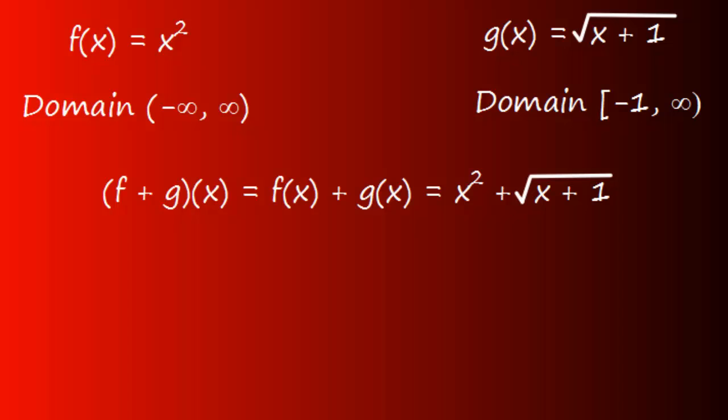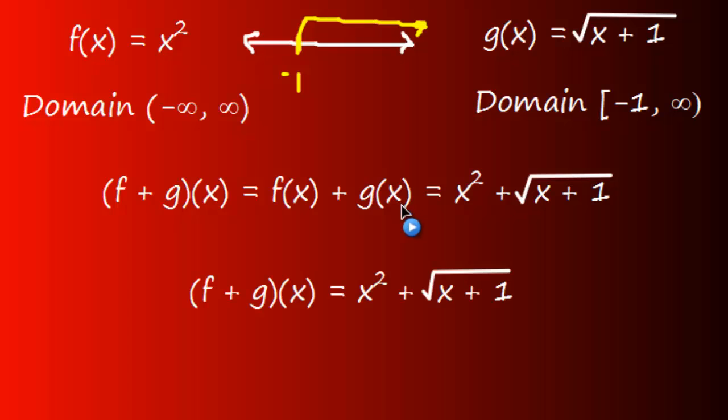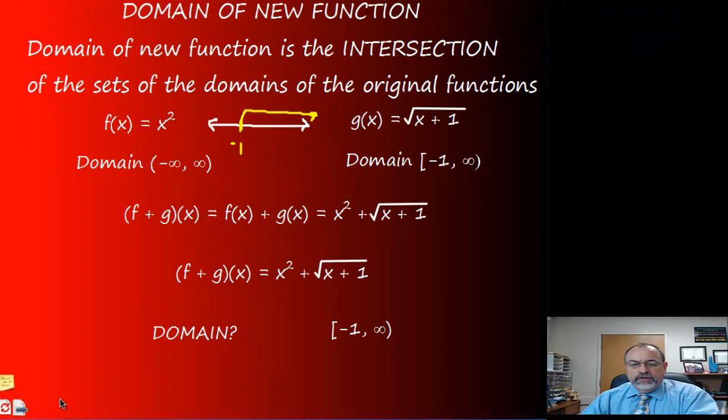So let's imagine, like I said, I like to imagine this on a number line. If we're looking at this domain on the left, it's all real numbers. If we look at the domain on the right, it's only from -1 up to positive infinity. Now, where do they overlap? Well, they overlap from here on up. None of these numbers down here are in this domain. So none of these numbers here can be in the domain of the new function. So the overlap is from -1 up to positive infinity. So the domain of this new function is going to be from -1 up to positive infinity, because that is the intersection of the two parent domains. All right? So that's how you determine it.